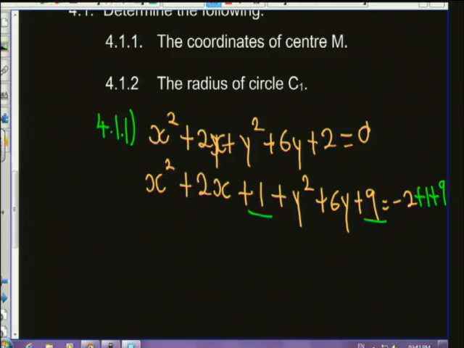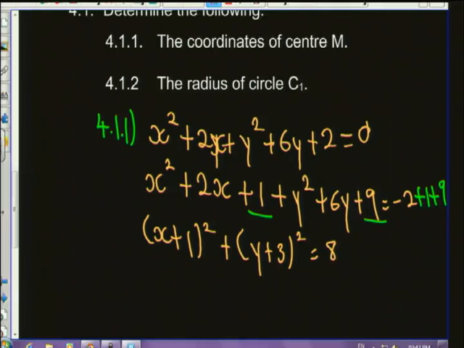Right, so if you factorize now the first three terms there, you're going to get (x + 1)². Factorize the next three terms with the y variables, you're going to get (y + 3)². Add the like terms on the right-hand side, that's going to be 10 minus 2, which is 8. Right, so therefore the coordinates of M, which is the center, are going to be (-1, -3).